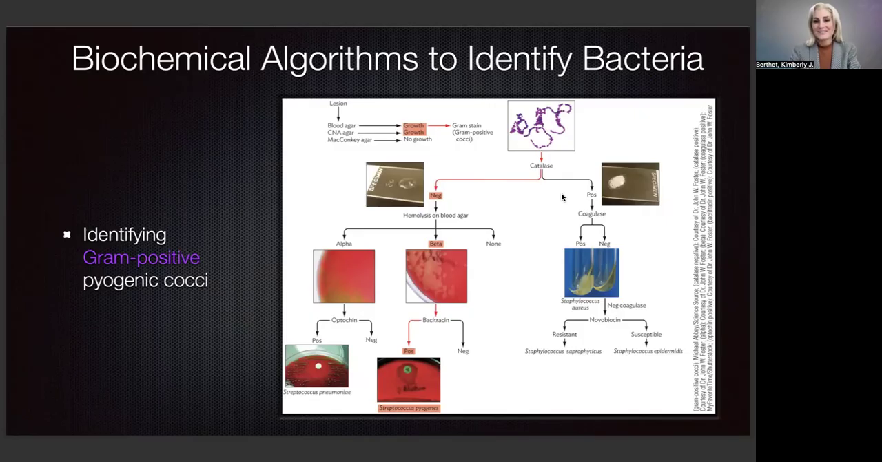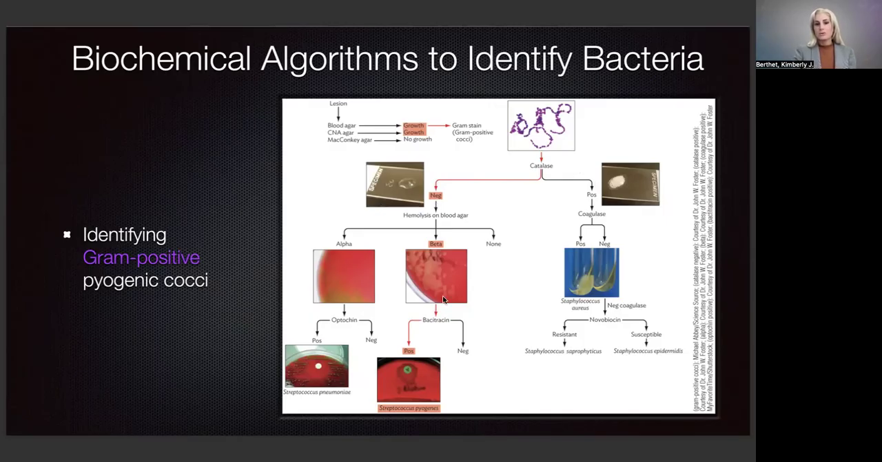Okay, so let's go ahead. Here's our sample. This is a microscopy image. Then a catalase test is done. And this dichotomous key, we can go negative or we can go positive here. So in this case, we see that we went negative. So we don't have the bubbling from a catalase test.